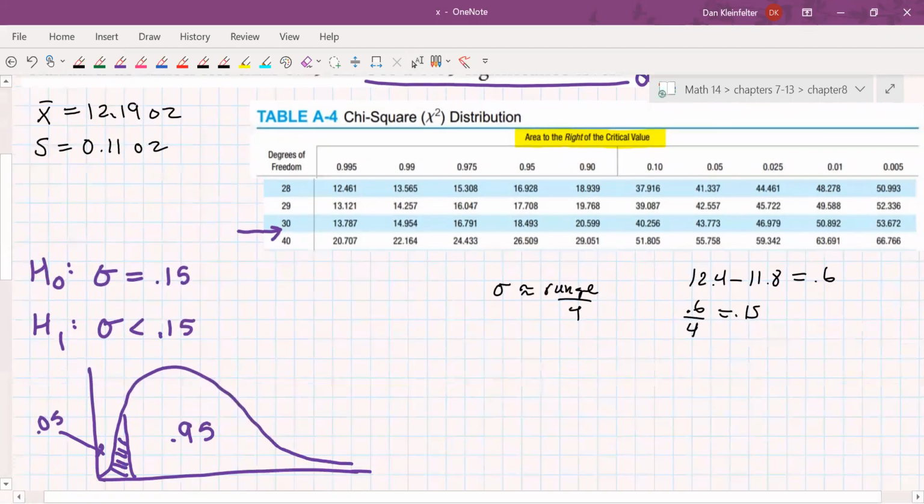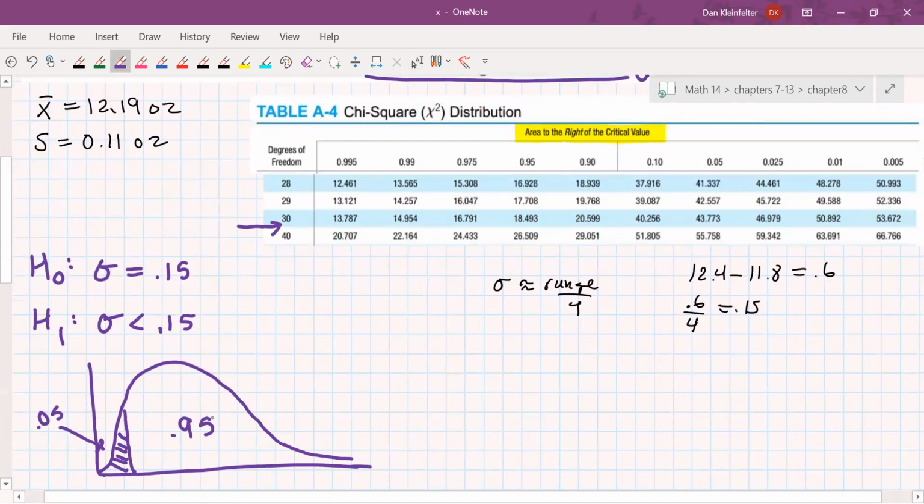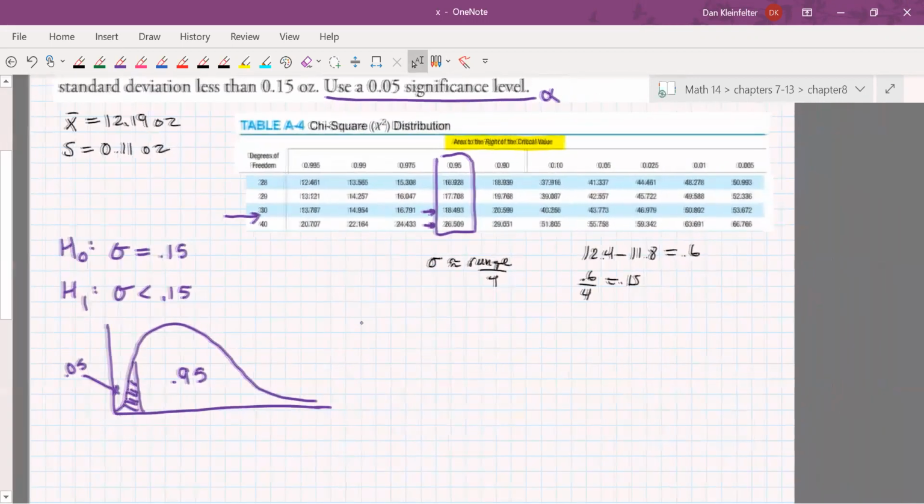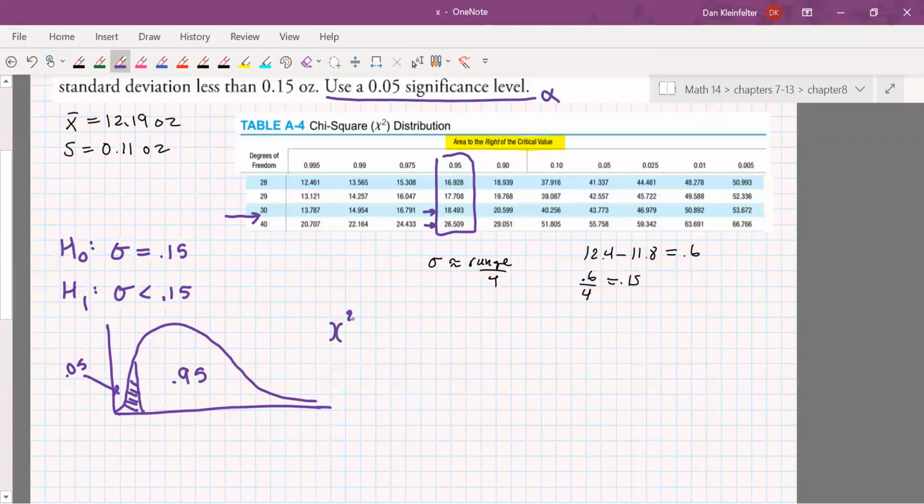Let's find the correct column though. We want 0.95 as the area to the right, so we're looking in this column. For 30, it's 18.49. For 40, it's 26.509. All right, so then we need to get our test statistic, which is n minus 1 times s squared over sigma squared.